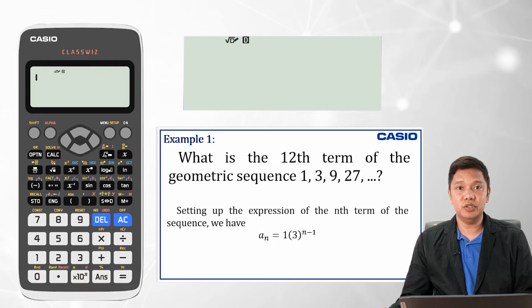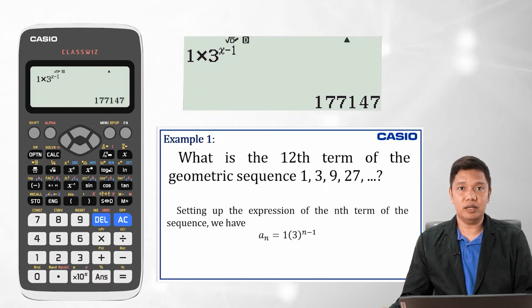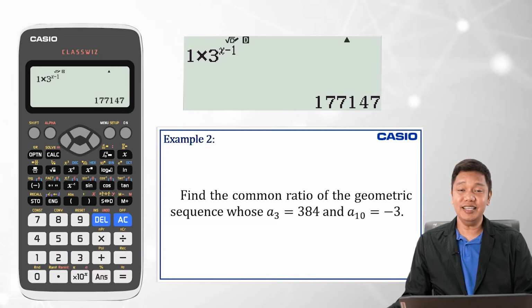To get the 12th term using the Casio Classwiz, we need to key in the expression. Doing so, we have 1 times 3 raised to x minus 1. To calculate for the 12th term, we have to press calculate and then press 12 for the value of x, and pressing equals and another equals, we have the 12th term as 177,147.